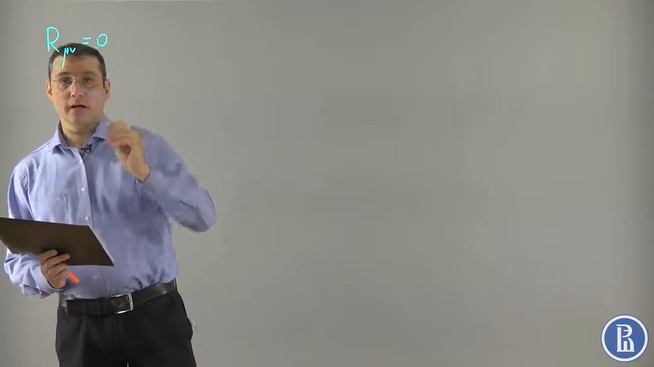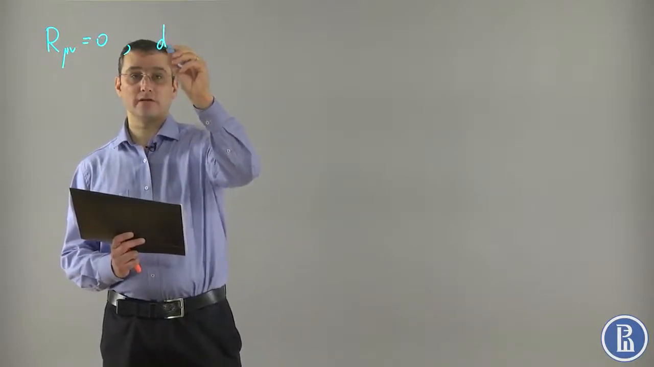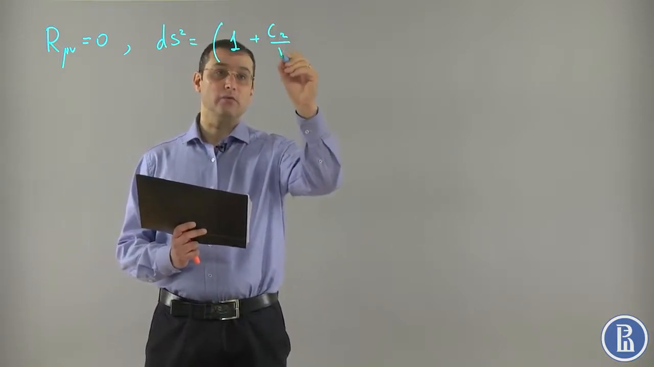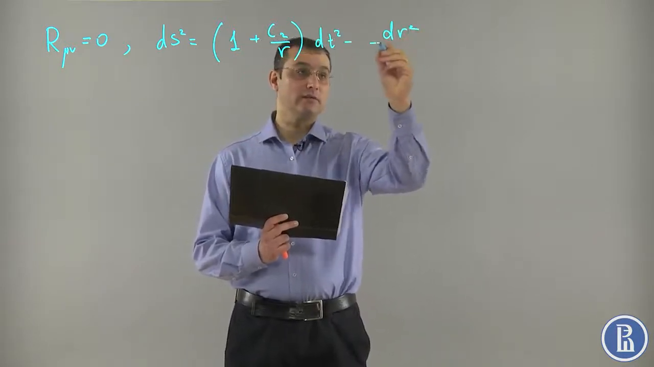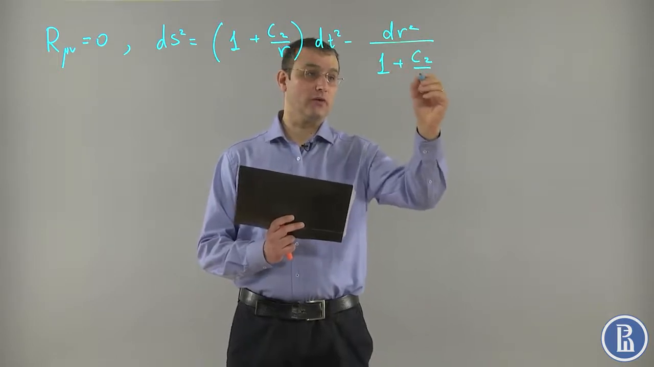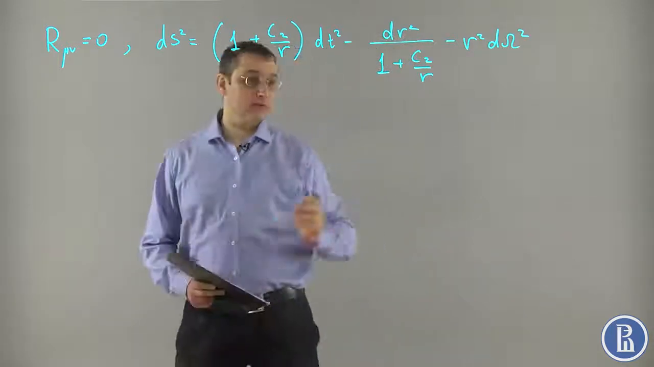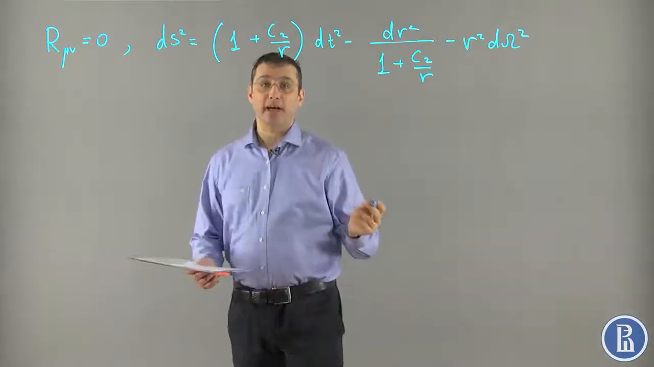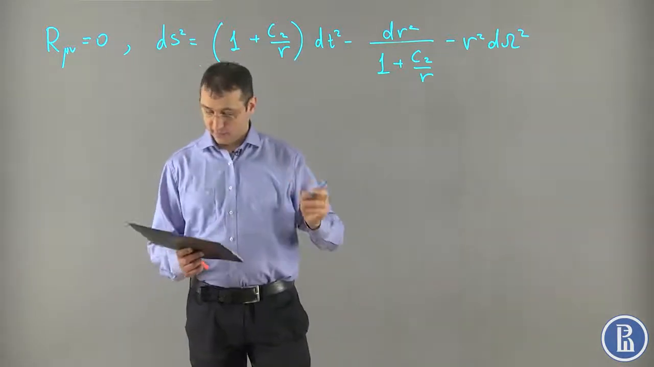So we were solving this equation, and the spherically symmetric and static solution of this equation we have found to be like this: (C2 over r) dt squared minus dr squared divided by (1 plus C2 over r) minus r squared d omega squared. Here C2 is some constant which is independent of t, r and angles, and we want to find the physical meaning and the value of C2 right now for the given situation.